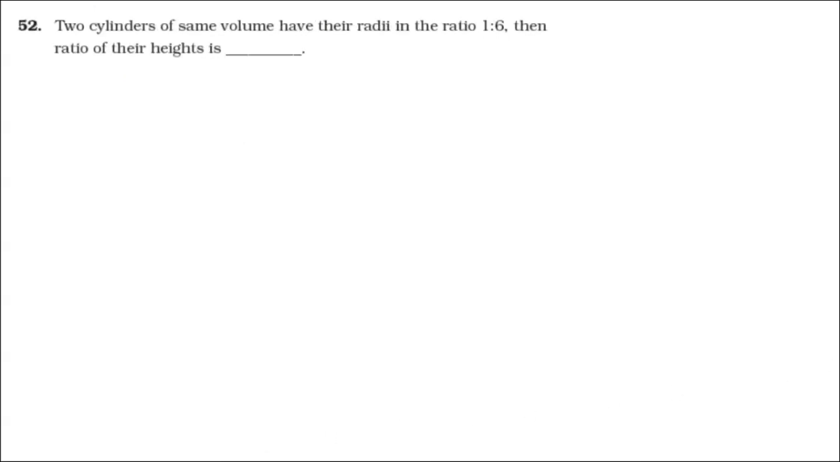Let us solve the 53rd question. It's the last question for today's session. The two cylinders have the same volume, V1 is equal to V2, with the radii in the ratio R1:R2 given as 1:6. Then find the ratio of the heights. Same type of question.